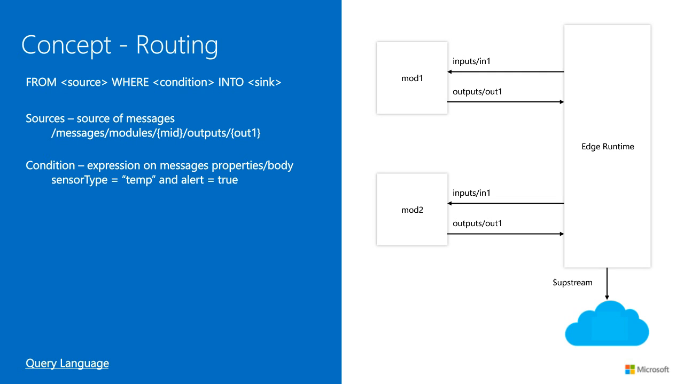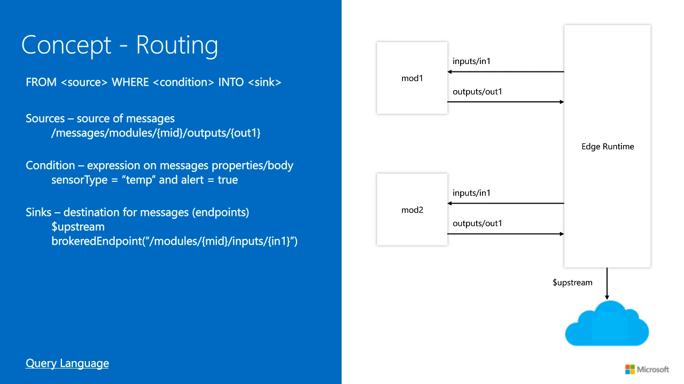The condition is a very simple syntax with something such as sensor type equals temp, and it actually looks into the properties of the message or the body of the message to find this information. If you have a message that contains a property in the header of the message that is alert equals true, then you can use that property to route the messages between modules and totally control that flow of data.